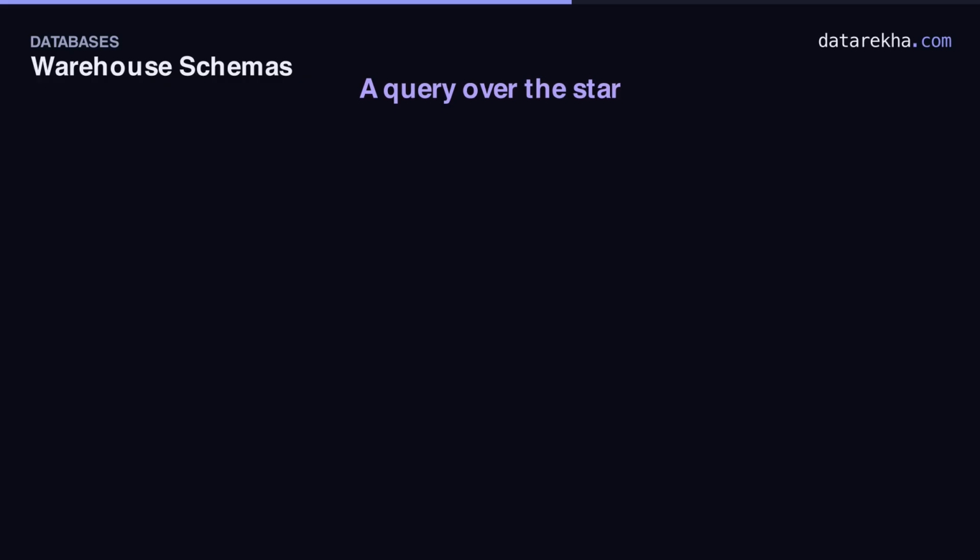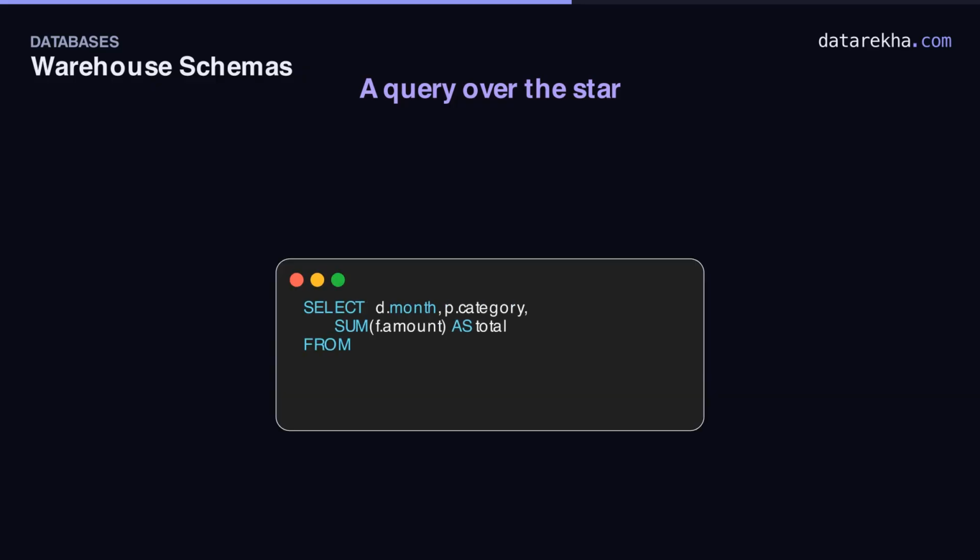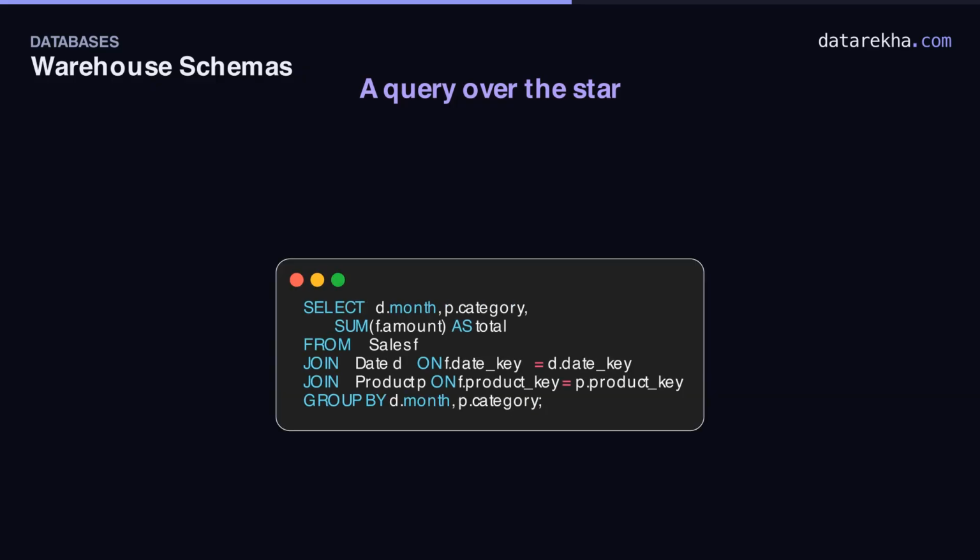Let's see the star earn its keep. The question a warehouse exists to answer: total sales by product category, by month. Watch how the star answers it. We start from the fact table, sales, and join it to date on the date key and to product on the product key, one clean join each. Then we group by month and category and sum the amount.